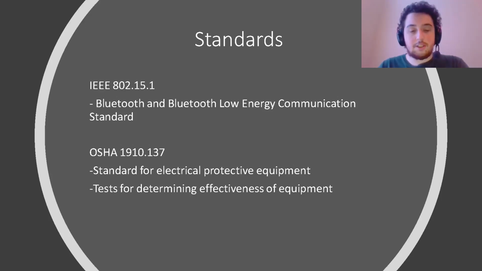And then also OSHA 1910.137. This is the standard for electrical protective equipment. We will be dealing with electricity, and this standard is really important because it gives tests for determining the effectiveness of electrical protective equipment. And so when we are dealing with electricity, we are going to determine these tests on the protective equipment we use, so that we can know for sure if it passes the standard.